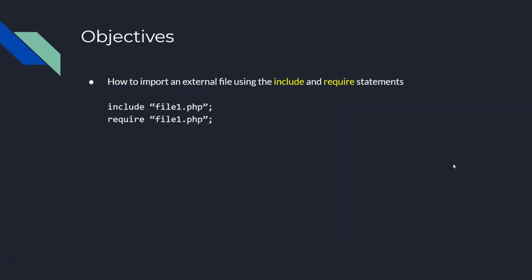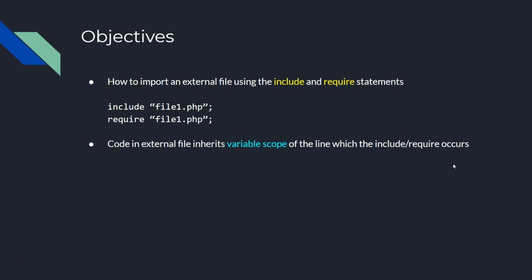When you want to import an external file into another file, you will use the include or the require statements. To do that, you issue the include command followed by quotation marks, either single quote or double quote, it doesn't matter, and include the file name that you want to include. Again, these are just language constructs, not functions, so you don't have to use the parentheses. Those are completely optional.